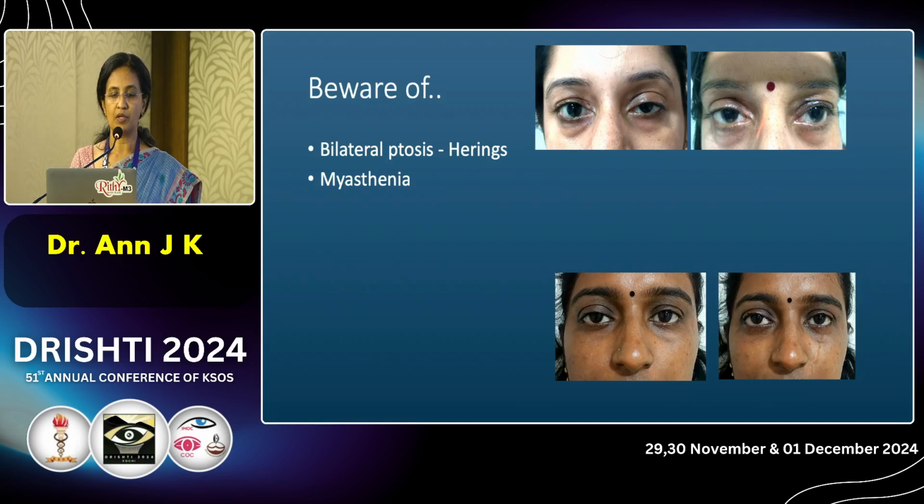And lastly, beware of bilateral ptosis. This is due to Hering's phenomenon: even when we operate on one eye, the other eye can droop down. So this lady, I did left eye LPS resection, and she got good correction. You notice there is slight drooping of the right eye, but she is working abroad and has not come yet complaining of that.